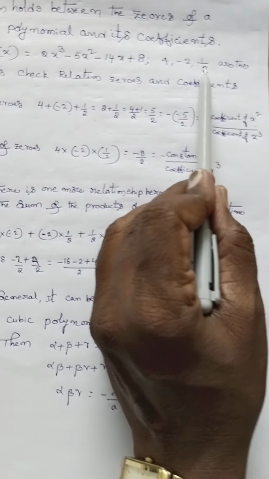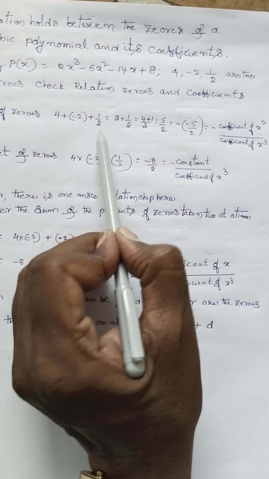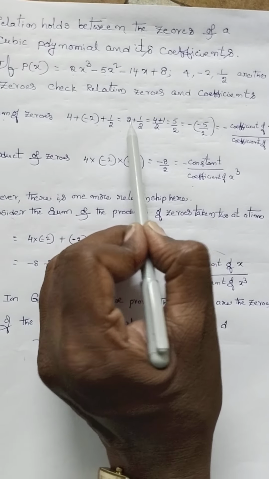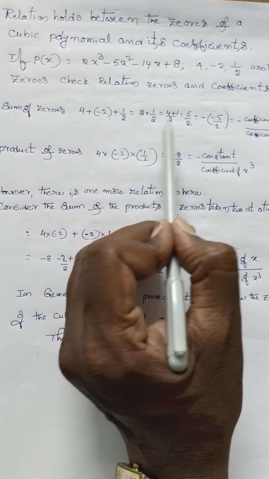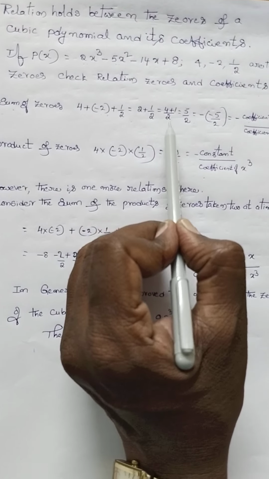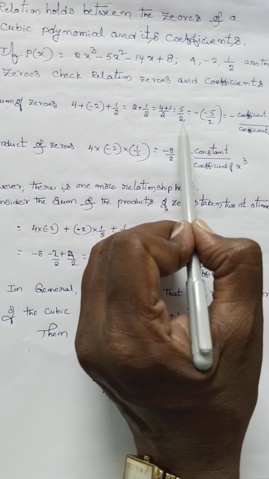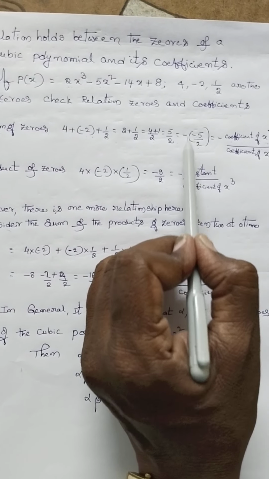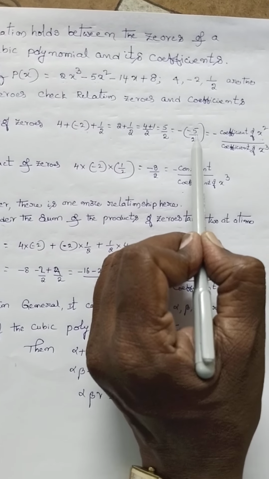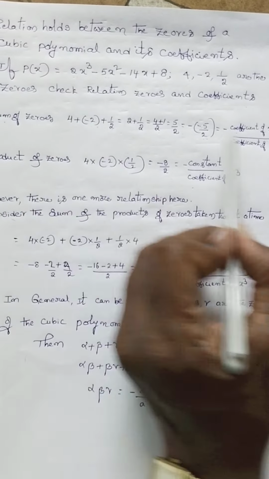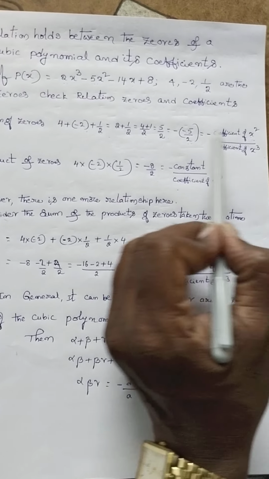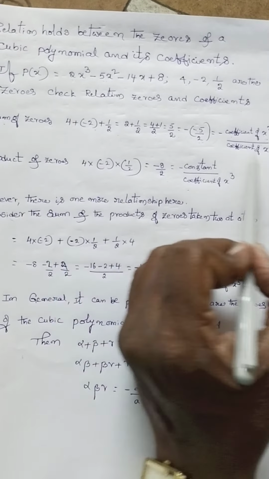Sum of the zeros. First zero 4, plus second zero minus 2, plus third zero 1 by 2. So 4 minus 2 is equal to 2, plus 1 by 2. Take LCM: 2 twos are 4, plus 1 by 2. 4 plus 1, 5 by 2. It can be written as minus of minus 5 by 2. Minus 5 is the coefficient of x square.